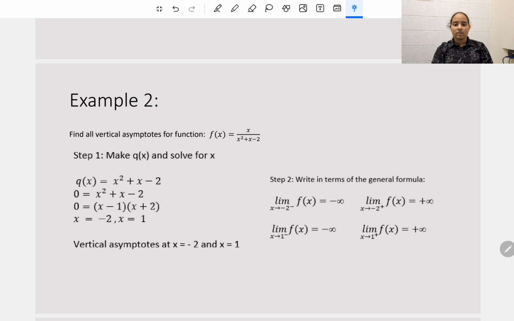It's also important to write the general formula. In order to write the general formula, you can use test values on both sides of the vertical asymptote. So, limit as x approaches negative 2 from the left, f of x equals negative infinity. Limit as x approaches negative 2 from the right, f of x goes to positive infinity. For the next asymptote, we can write limit as x approaches 1 from the left, f of x goes to negative infinity. And limit as x approaches 1 from the right, f of x goes to positive infinity.